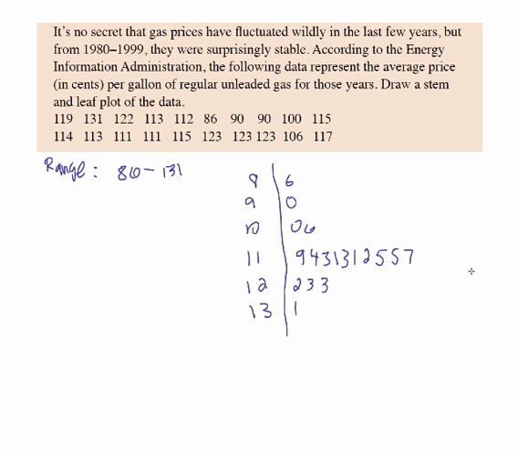And this allows me to see that by far the most common gas prices were between 111 and 119. They began with 1, 1, and going out towards the edges they were less common.